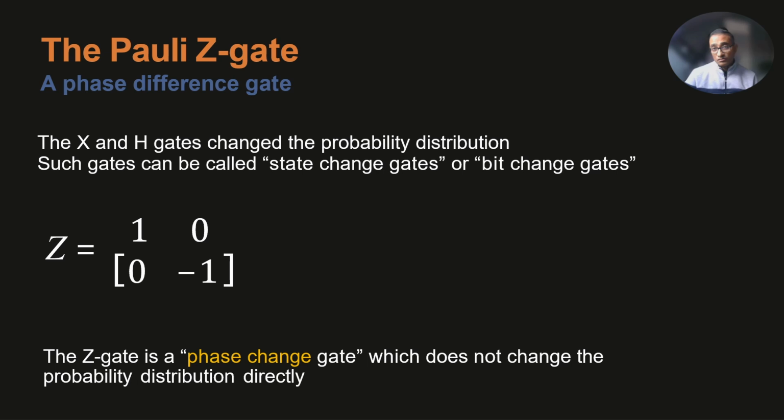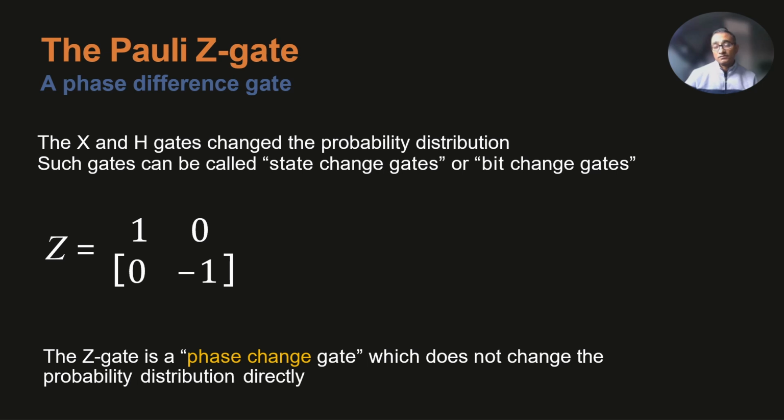And on the contrary, the Z gate, as said before, is a phase change gate, which does not change the probability distribution directly. So the phase, of course, has changed. The direction to which a state is referring has changed because of the phase change, but the distribution or the contributing component of the state has not changed.